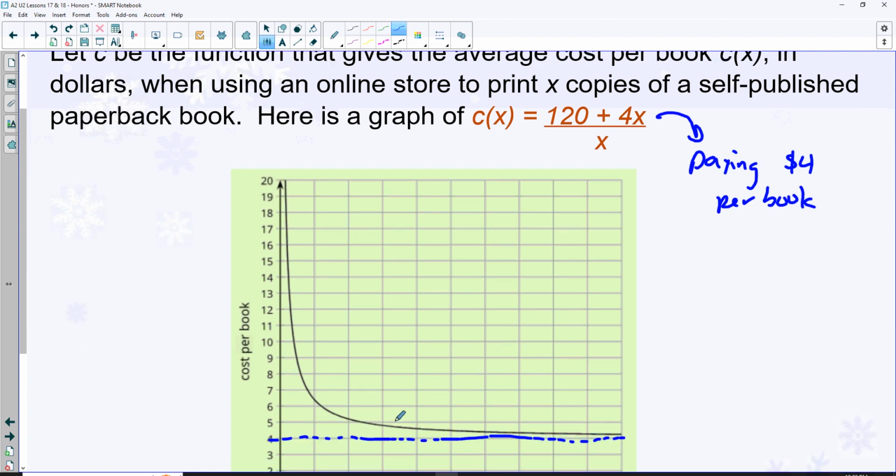That's why this graph seems to be going down, because this $120 cost is getting split up into smaller and smaller chunks and distributed among all the books. But we're still paying $4 for every book at a minimum, right? So there's no way for the average cost to go below 4, because we're already paying $4 and then we're paying 120 on top of that. So the cost is pretty clearly above $4 per book.